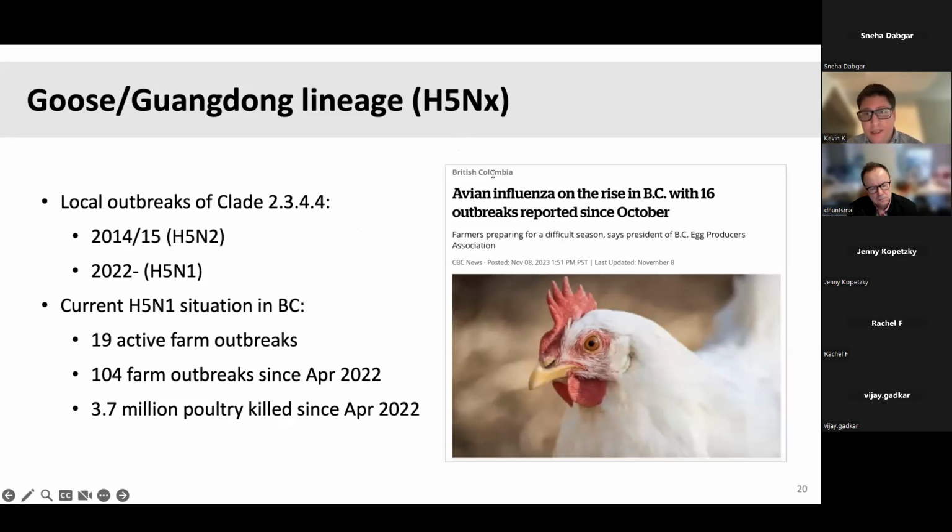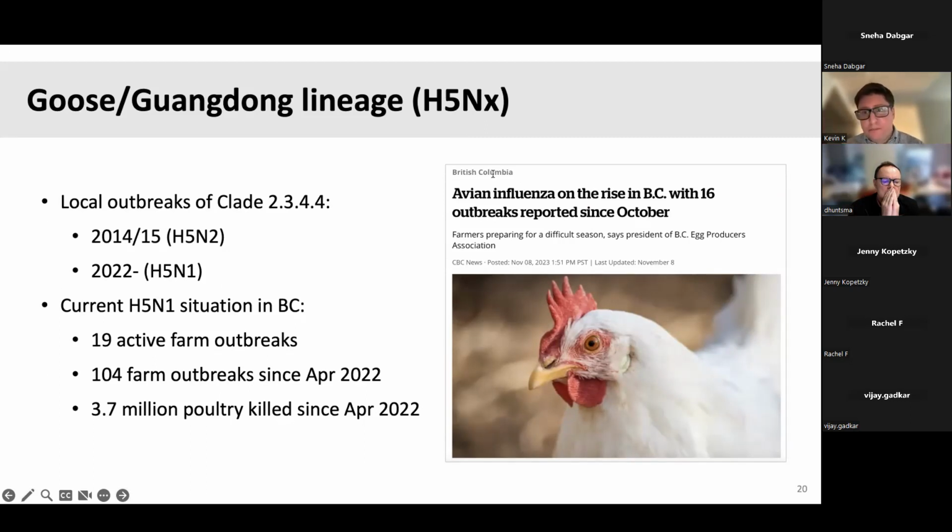Now, in the past decade, there's one particular clade of Goose Guangdong that has been responsible for most H5 outbreaks. It's called clade 2.3.4.4. There's 2 recent H5 outbreaks in British Columbia that were caused by clade 2.3.4.4 viruses. There was an H5N2 outbreak in 2014 and 2015, which actually grew into a North America-wide epidemic. And then there's the ongoing H5N1 outbreak, which is part of a global epidemic originating in Europe and Asia.